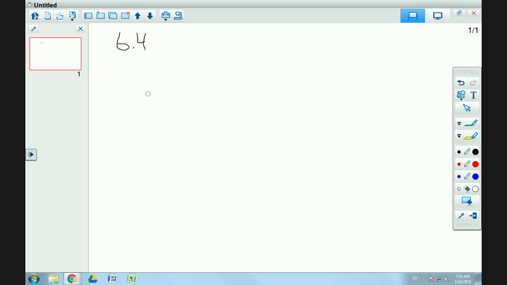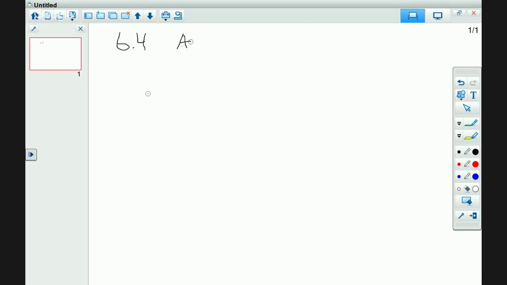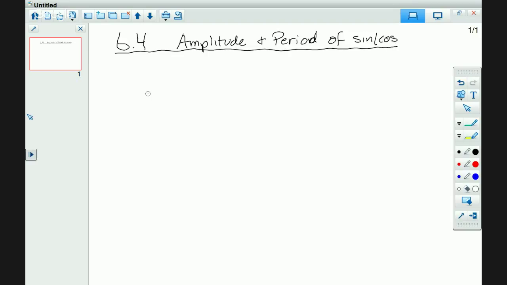Amplitude and period of the sine and cosine functions. Today is where you get the idea of how to graph these by hand.